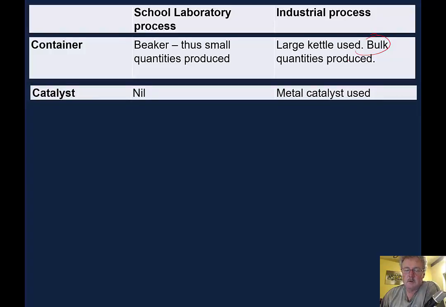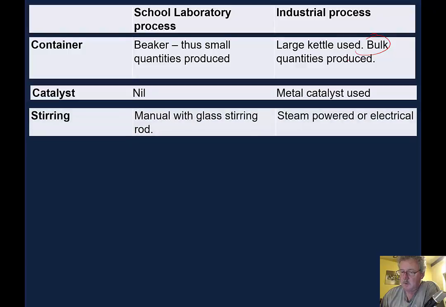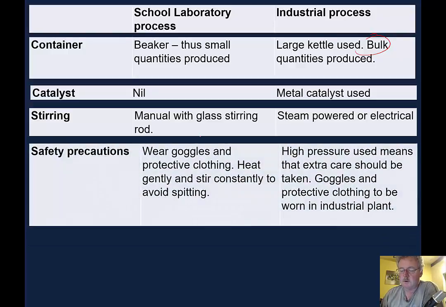In the school laboratory, they don't use a catalyst. We didn't use a catalyst. In the industrial process, a metal catalyst can be used. Stirring, we use a manual glass stirring rod, but they use steam power and heat, or electrical energy to stir in the industrial process.